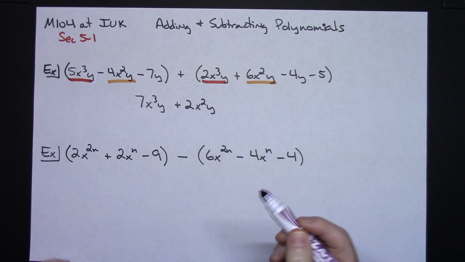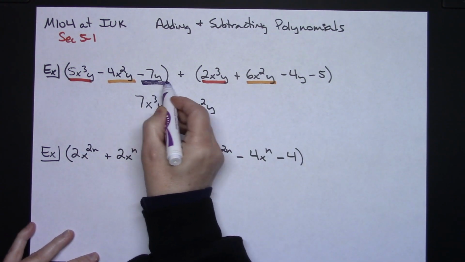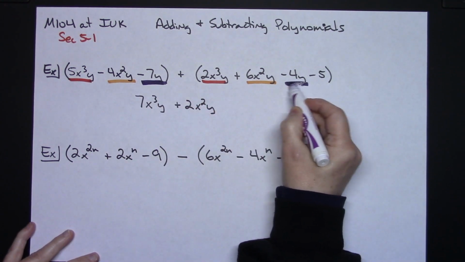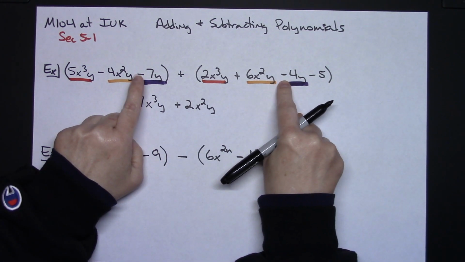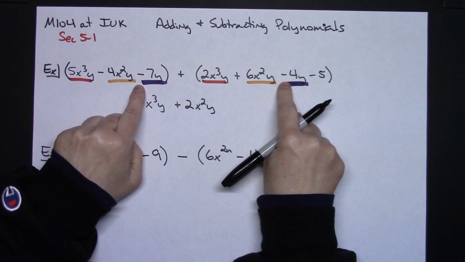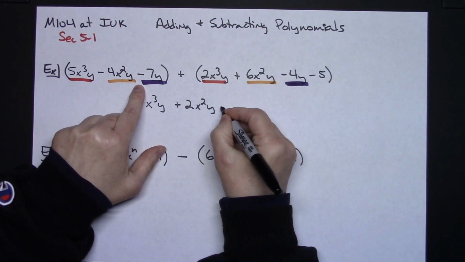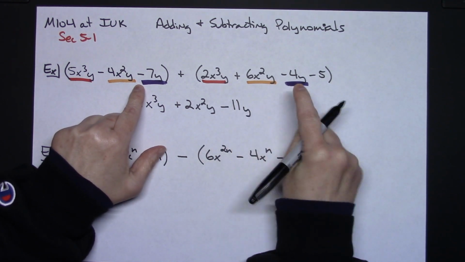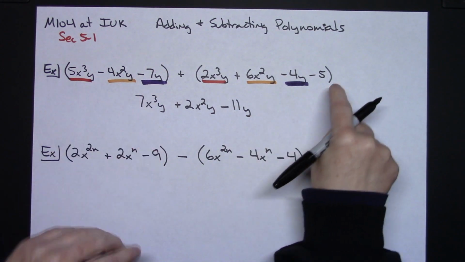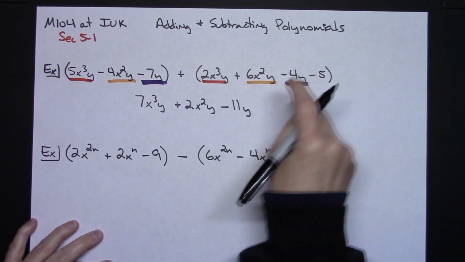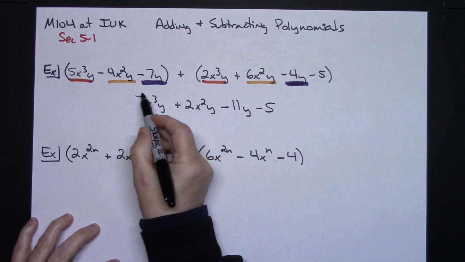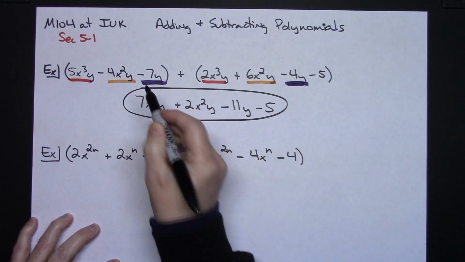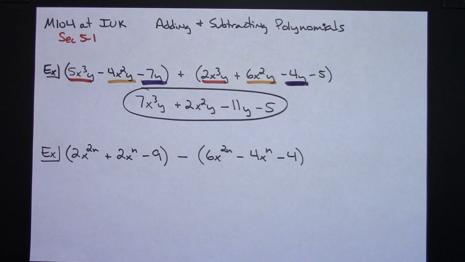For my last set of matching terms, I've got a negative 7y here, I've got a negative 4y there. So again, those are like terms. Keeping the negative on both of those, that would be a negative 11, so minus 11y, keeping the like term. Now I have this left over 5. I just want to make sure that I add that into my answer. Like I said, this is nothing more than just adding like terms. So this should be pretty simple.